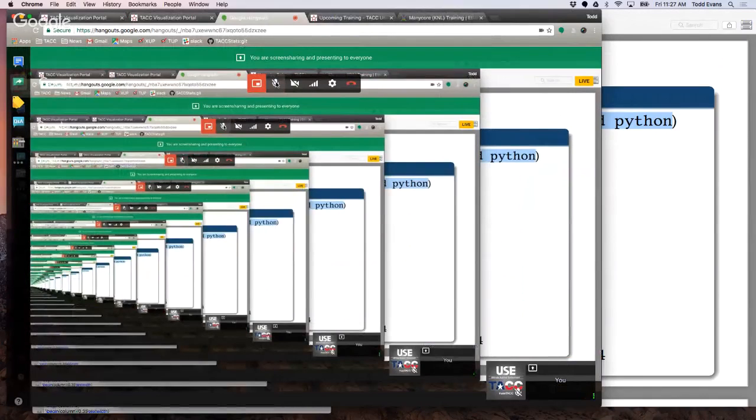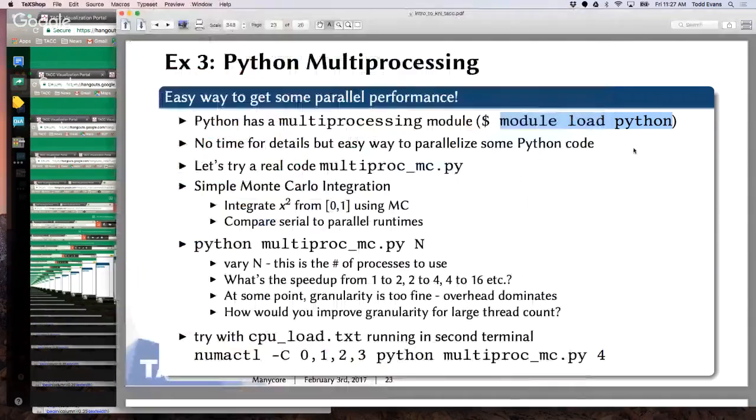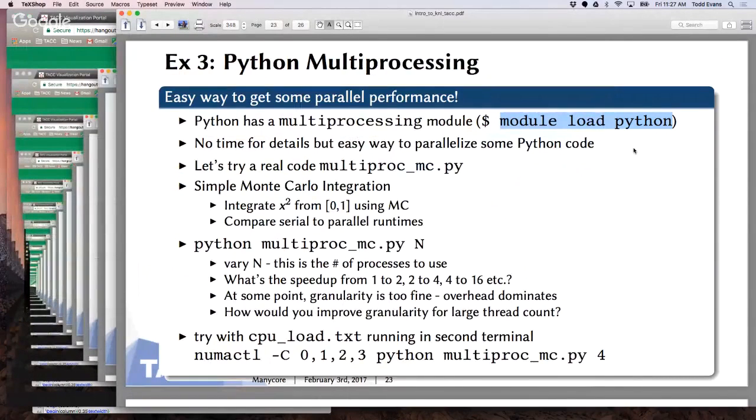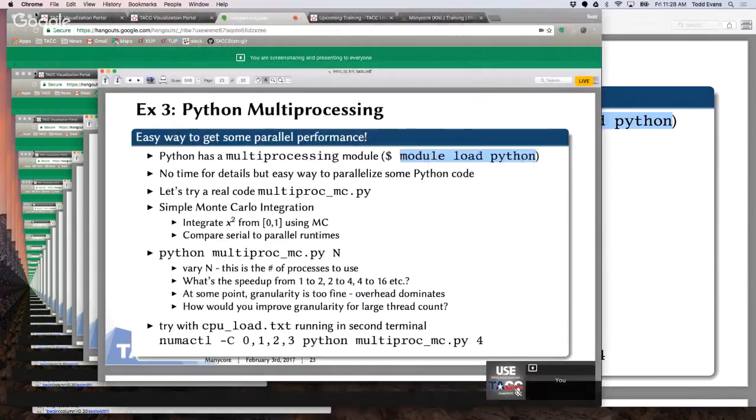I've had a request to clarify the Python exercise, exercise 3. If you do not do module load Python, you will be using the system Python, which does not have any parallel performance enabled in it. So please make sure for the Python exercises that you first type module load Python to get our build of Python that is optimized for the KNLs.